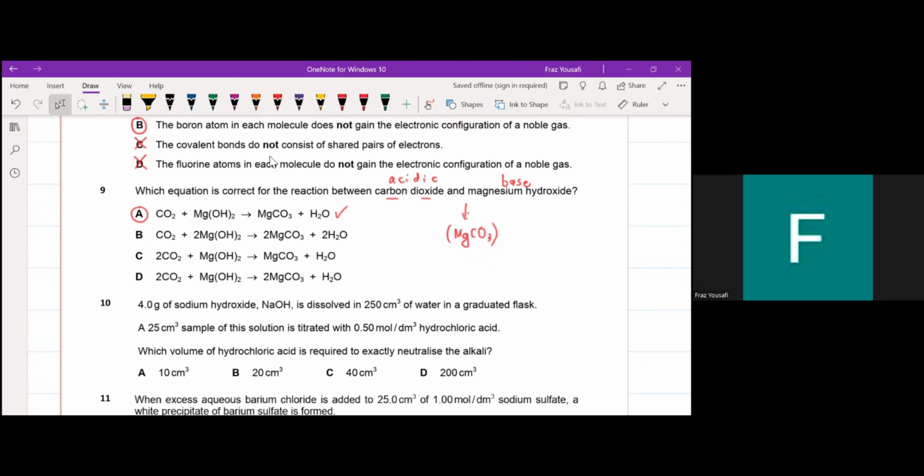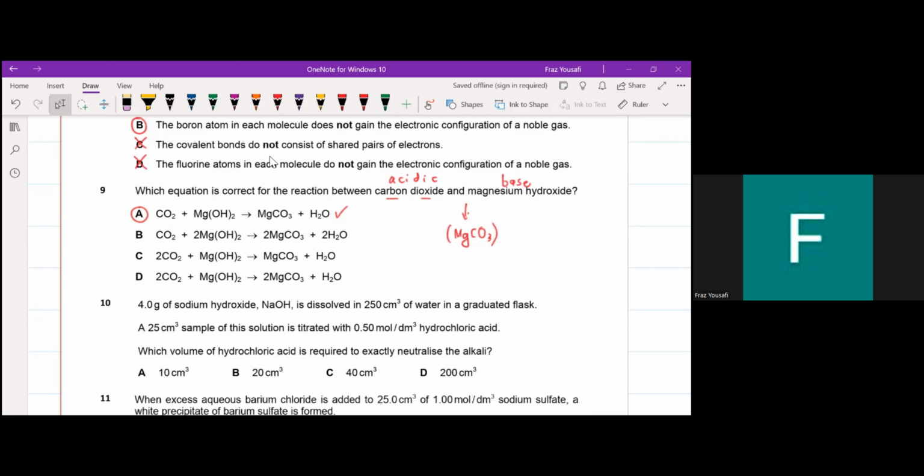All right, question number 10. 4 grams of sodium hydroxide dissolved in 250 centimeters cubed of water in a graduated flask. They've given you basically the concentration, or you can get the moles from this. A 25 sample of this solution is titrated with 0.5 molar HCl. Which volume of hydrochloric acid is required to neutralize the alkali? Now, here's the problem. The volume and the mass that they've given you can get the moles that are present in 250 with that. But you're only using 25.